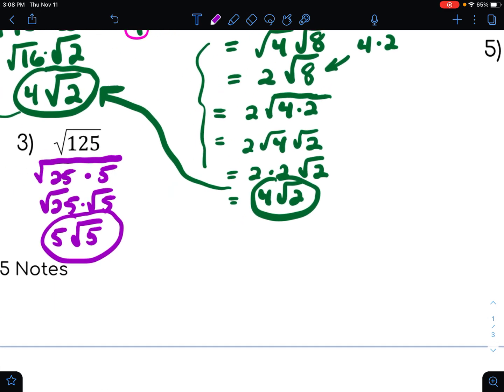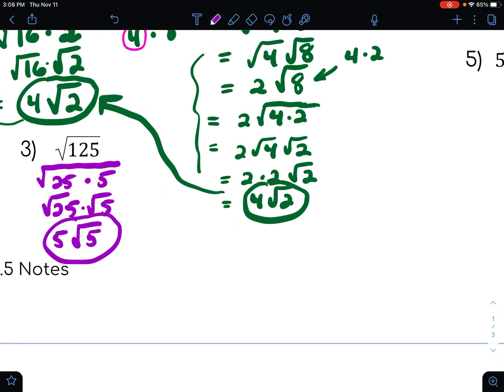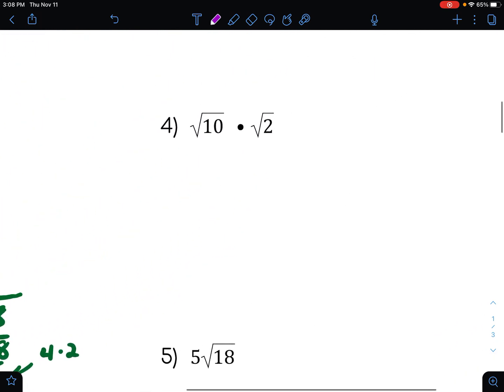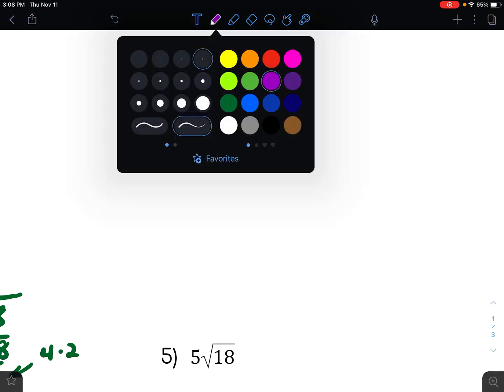That's the same thing as the square root of 125. And 5 does not have any perfect square factors. In fact, 5 is a prime number. So that is it. Okay, what if you have something like number 4?